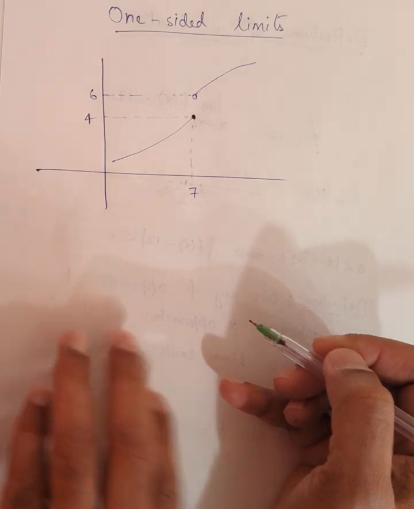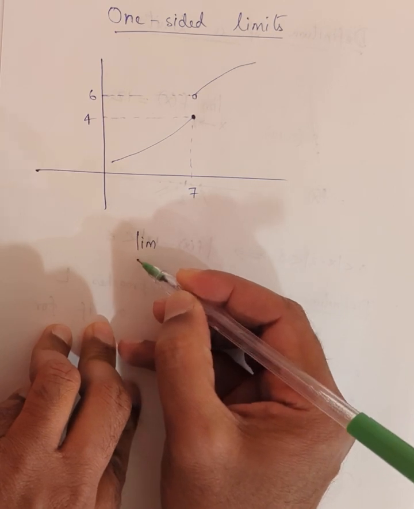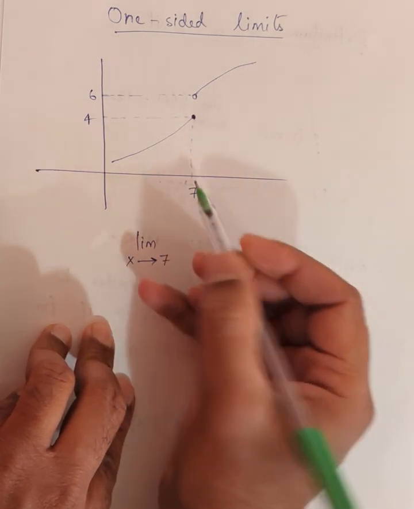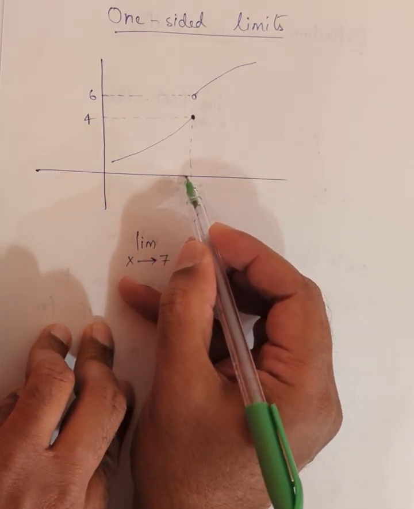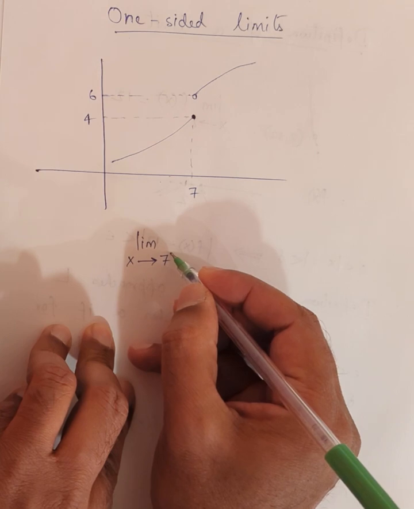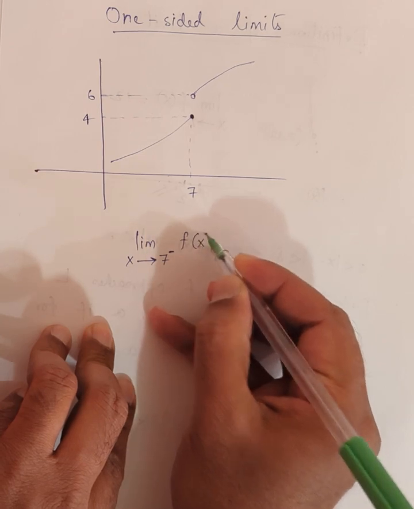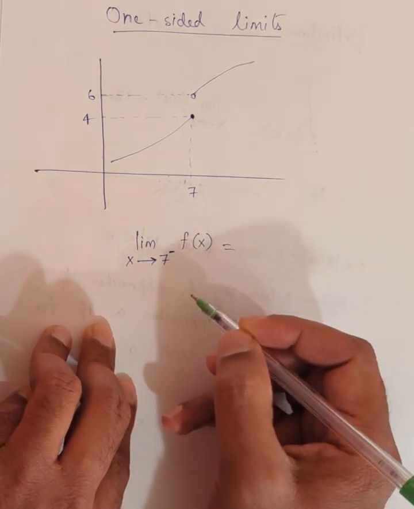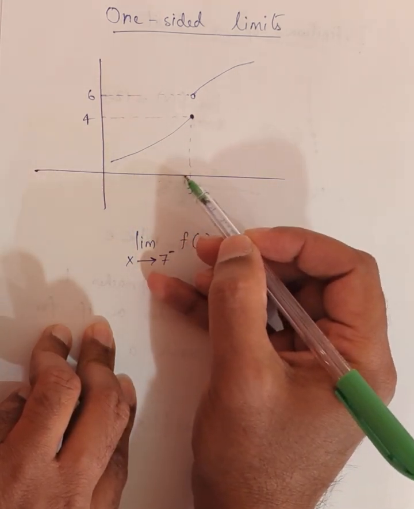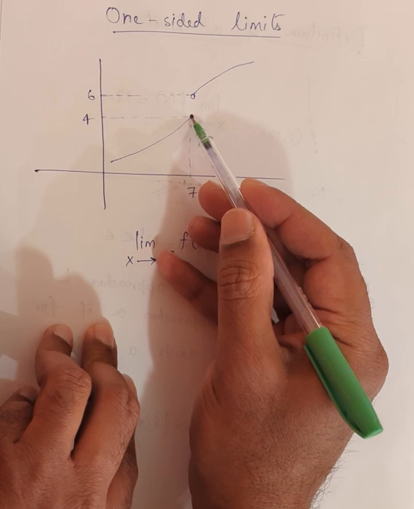So notice this function, as x approaches 7 from the left, so if you approach 7 from the left, that means you are going in this direction. You're traveling on the graph this way. And you write this as the limit as x approaches 7 with a minus sign, f of x. Now this happens to be equal to 4, because as x approaches 7 from the left, your y values approach 4.